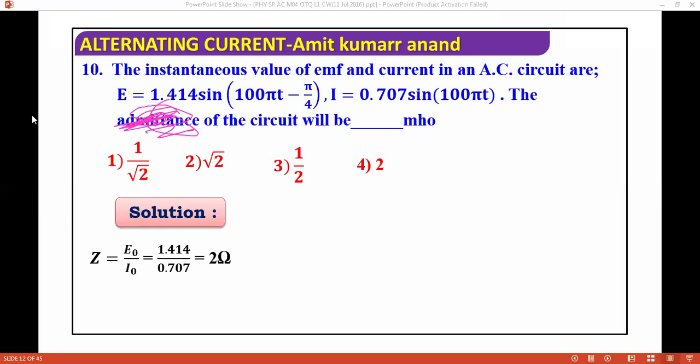Again, I'm repeating this concept because it's also very important for JEE Mains. Z is E RMS by I RMS. I hope all of you understood all the concepts whatever I tried to explain. This will definitely help you for your calculation and boost your confidence. So all the concepts are very important.